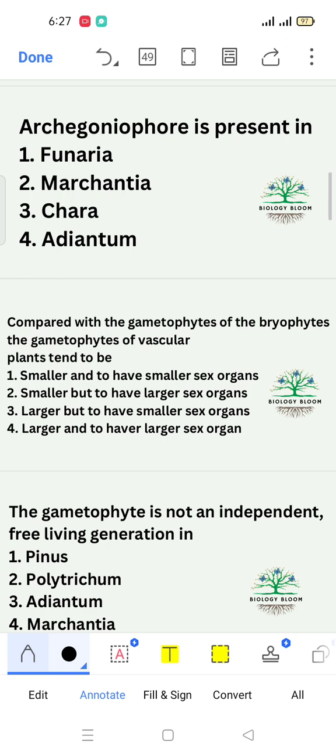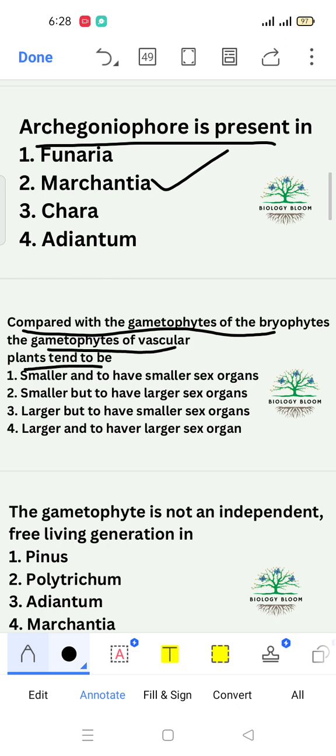Next is: Archegoniophore is present in Funaria, Marchantia, Chara, Adiantum. Archegoniophore is the stalk bearing archegonia and it is the characteristic feature of Marchantia. Next one is: compared with gametophyte of the bryophytes, the gametophytes of the vascular plants tend to be. Gametophytes in vascular plants are smaller and have smaller sex organs. Option first is the correct one.